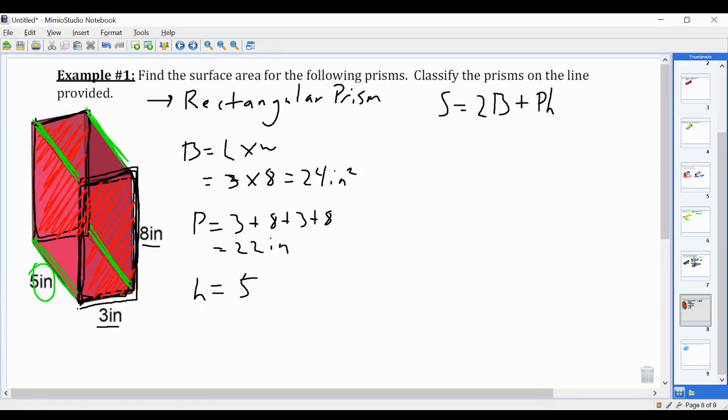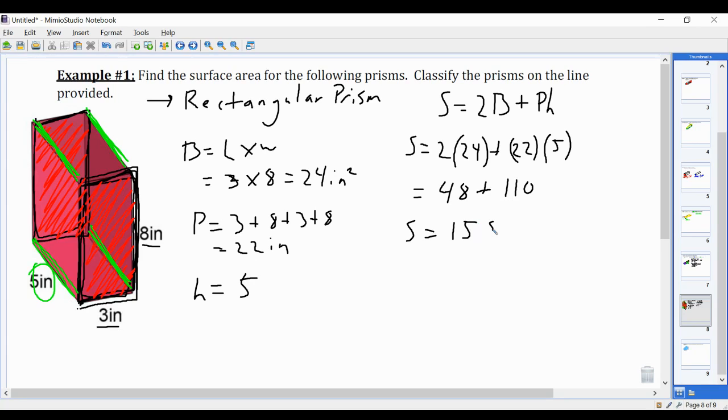So we're going to put that all together now in our surface area formula. Our surface area is equal to 2 times our base, which is 24, plus our perimeter, which is 22, times our height, which is 5. So get out a calculator, make sure you get it right. It's going to give us 48 plus 22 times 5, 110, for a final answer of a surface area of 158 inches squared.